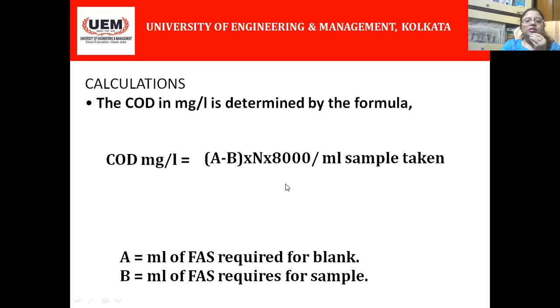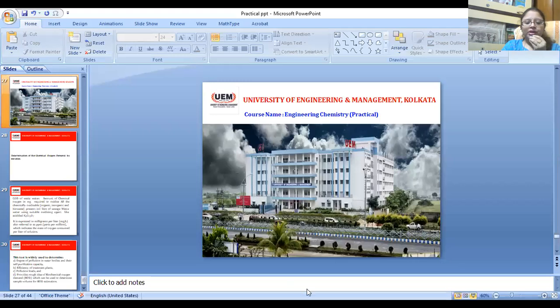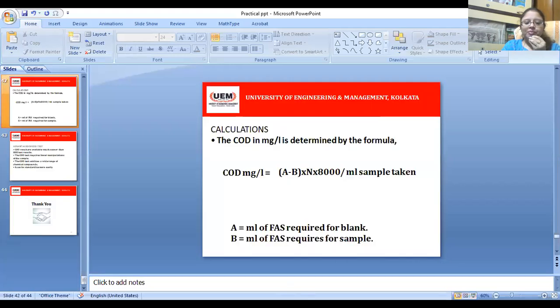So 8000 is the conversion factor, that is the equivalent weight, to convert the whole thing to the equivalent weight of oxygen. Now I am showing you how we'll do this practical.